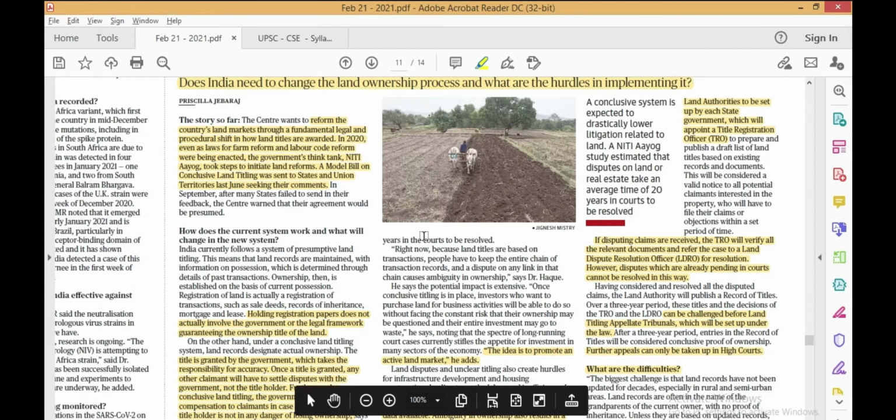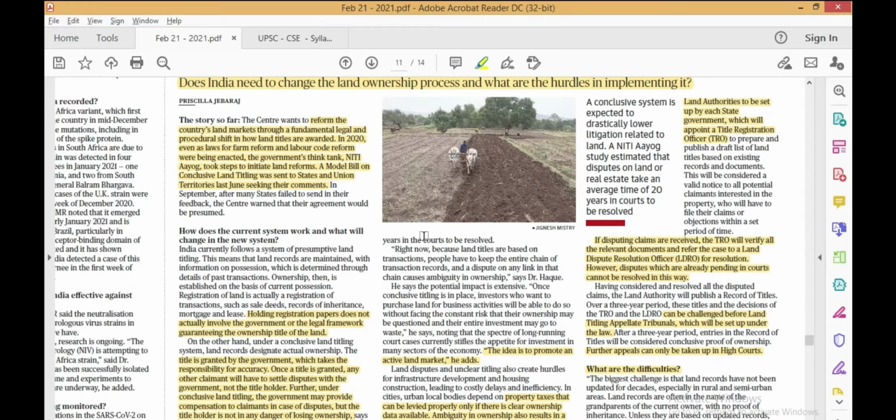The article says the center wants to reform the country's land markets through a fundamental legal and procedural shift in how land titles are awarded. In 2020, even as laws for farm reform and labor code reform were being enacted, the government's think tank Niti Aayog, you know Niti Aayog, took steps to initiate land reforms. But I will tell you, this discussion is still pending between the center and the states. So let's proceed to the next step, and let's leave the first paragraph, because the proposal of the central government, the government of India, is still pending with state governments.